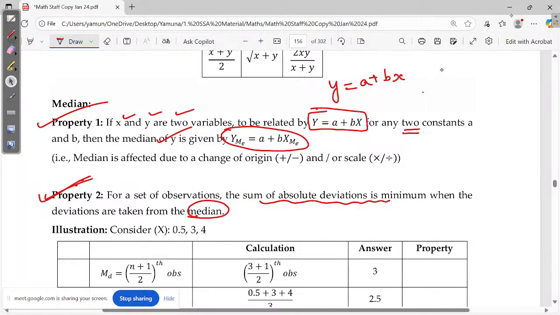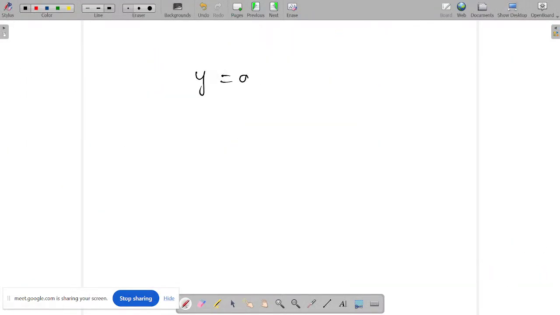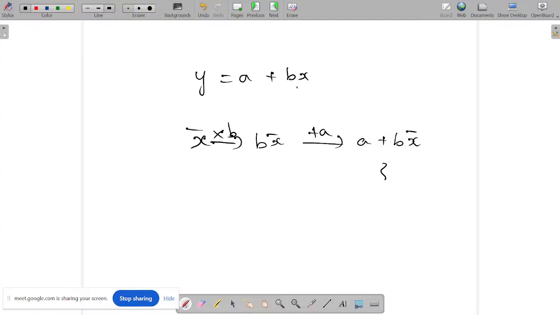How you got this x bar value here? Y was there, a plus bx is there. For x, we can take x bar and multiply by b. We have proved now. Take x bar and multiply by b, you'll get bx bar. Then with this you add a, you get a plus bx bar. And for this you find the new mean value for y. It becomes y bar. So y bar is nothing but a plus bx bar.